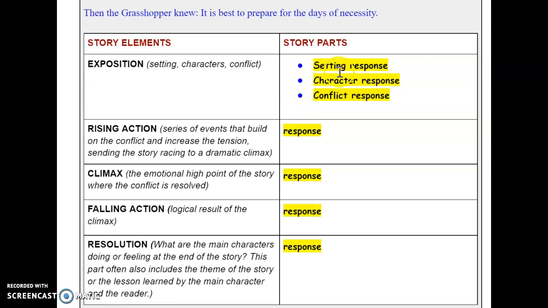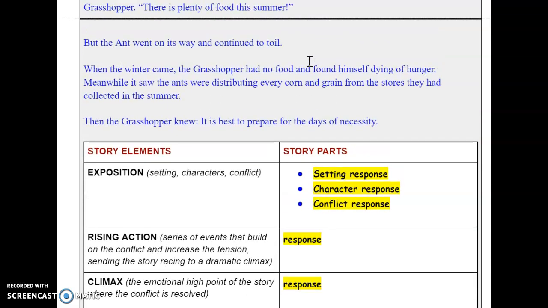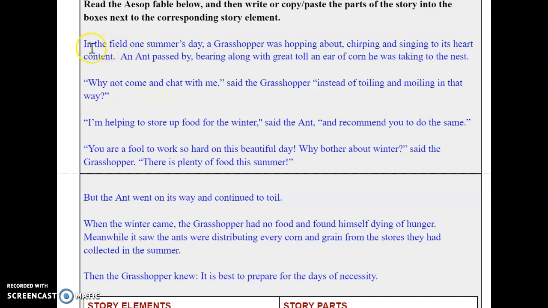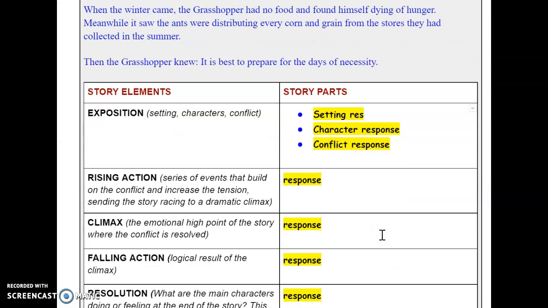Okay, so let's figure out the exposition. We're going to go back up and reread and look for the setting. When I come back up here and reread, I see that I've got "in the field one summer's day." That's where the setting is the whole time. So I'm going to copy that and paste it down here, and I've got my setting.